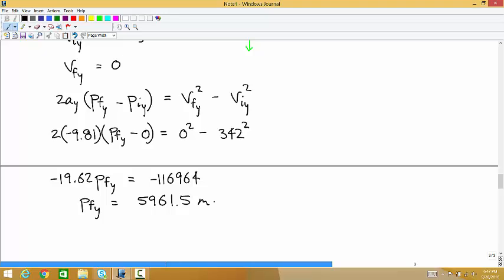Okay, so how far is that in miles? It's like 3 point something miles in the air. That's a lot.